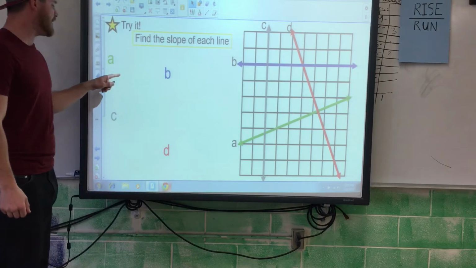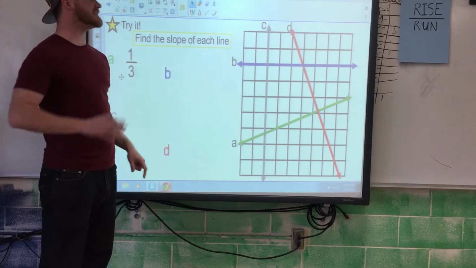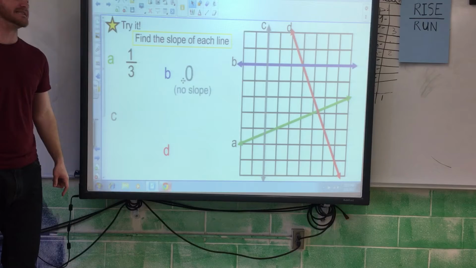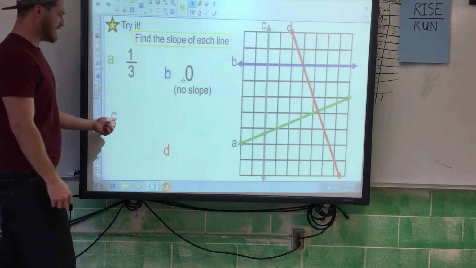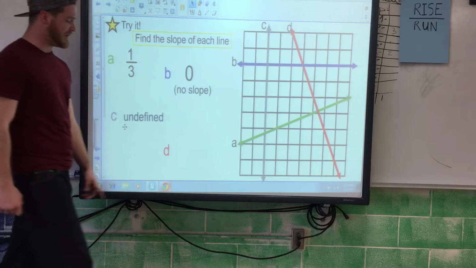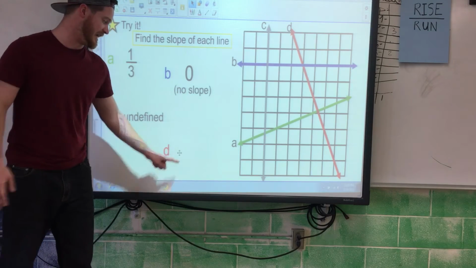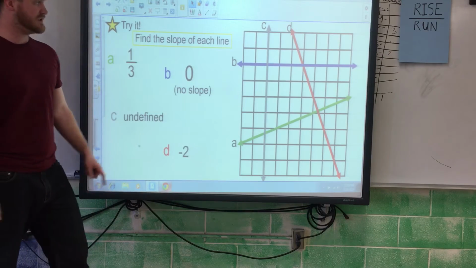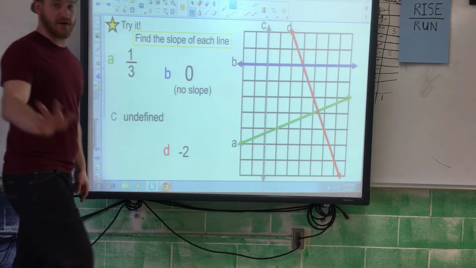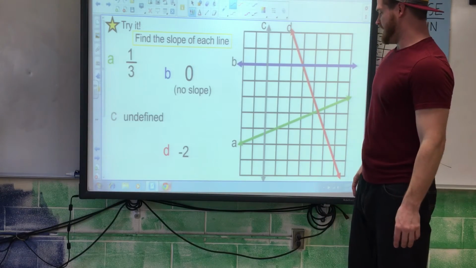Alright, so for line A, we should have gotten a slope of 1/3. For line B, going straight across, that's going to be a 0 or a no slope. Looking at our C, straight up and down, we call that an undefined slope. And last but not least, line D, we know it's going down to the right, so it's got to be a -2. That means it goes down 2 over 1. Now, if you got all those right, you can go ahead and stop the video right now. If you didn't, use this time to pay attention real quick.